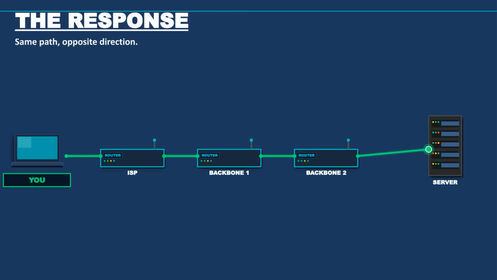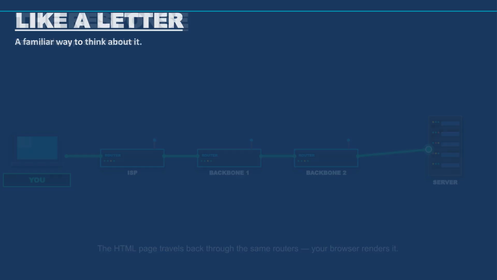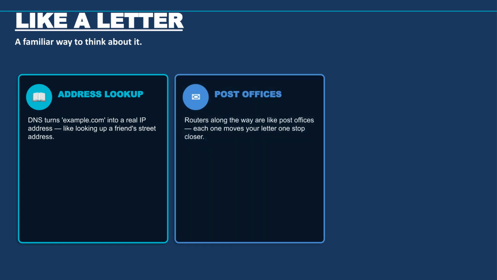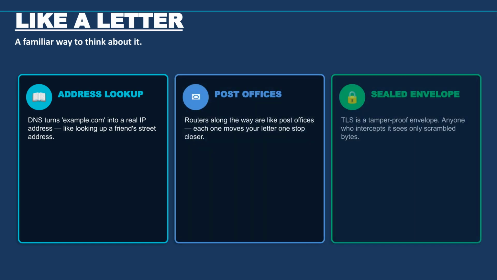Finally, the response travels back along the same path, but in the opposite direction. The HTML page travels back through the same routers, and your browser renders the web page for you. You can think of this process like sending a letter. DNS is the address lookup. Routers are like post offices, and TLS is the sealed, tamper-proof envelope.